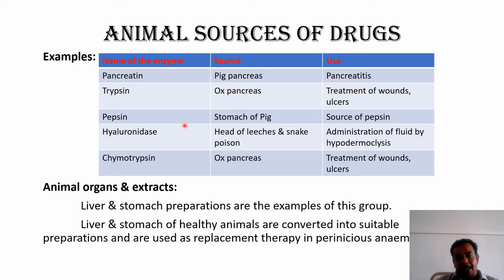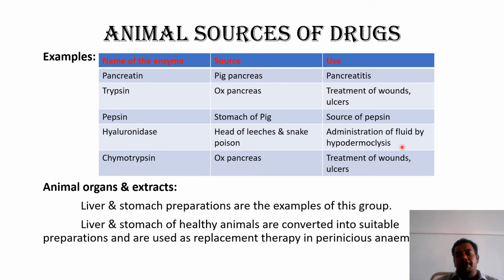Number 3. Pepsin. It is obtained from pig stomach, right, and it is used as a source of pepsin. So if anybody is suffering with pepsin deficiency, then we can use this pig's stomach preparation as a source of pepsin. And number 4, hyaluronidase. It is obtained from snake poison or else from leech's head. So the head of leech or else snake poison is used as a source of the enzyme called hyaluronidase. And this enzyme is used during the administration of fluid by hypodermoclysis.